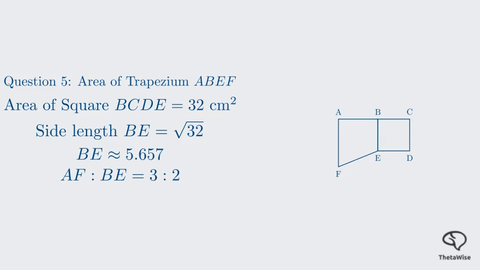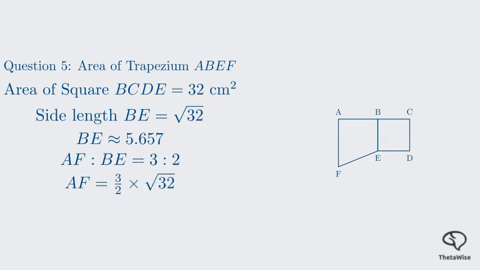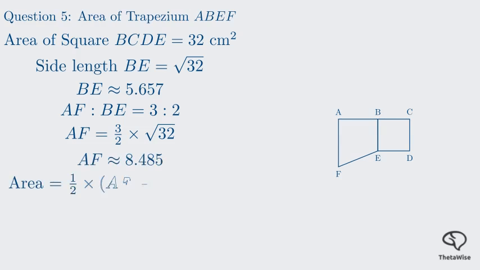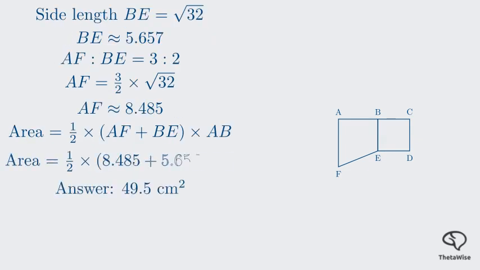Next, we use the ratio AF to BE equals 3:2. This means AF is 1.5 times the length of BE. Using the calculator, AF is 8.485. Now we can calculate the area of the trapezium ABEF. The formula for the area of a trapezium is half the sum of the parallel sides, times the distance between them. Here, AF and BE are the parallel sides, and the base AB is 7 centimeters. Calculating this gives 49.497. Rounding to 3 significant figures, we get 49.5 square centimeters.